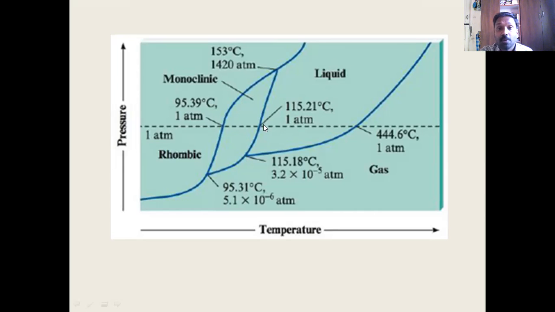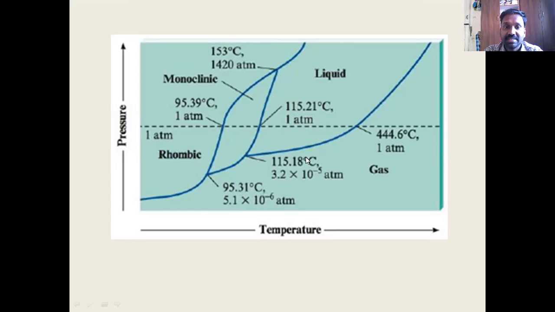And look at the temperature range for the existence of liquid sulfur here. It is 115 degrees Celsius to 444 degrees Celsius at 1 atmospheric pressure. Such a huge range, almost 325 degrees Celsius, the sulfur remains as liquid. And then later at 444.6 degrees Celsius, this is the boiling point of sulfur, the liquid sulfur converts into vapor.